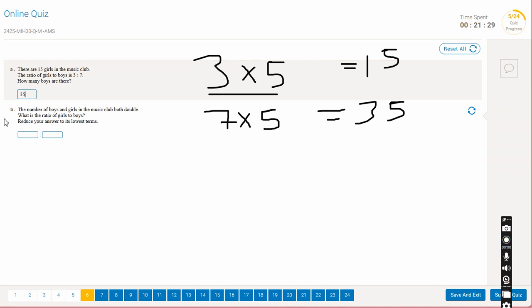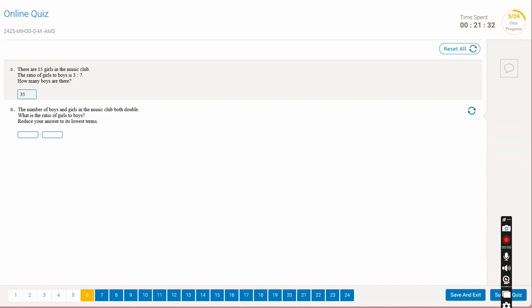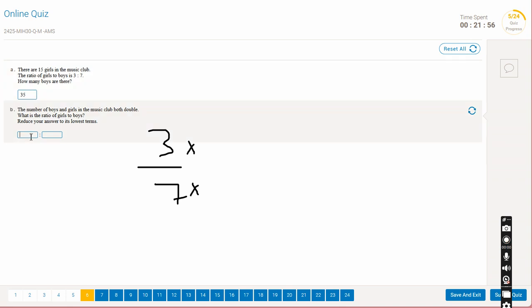Again, let's read the next question. The number of boys and girls in the music club both double. So it means that the boys and girls both double, so the total also doubles, right? So what is the ratio of girls to boys? Reduce your answer to its lowest term. If we're reducing it, you divide the numbers above and below by the same number. So the answer is eventually going to reach 3 and 7, because they want us to simplify, and the simplest form is what they have given to us, 3 and 7.